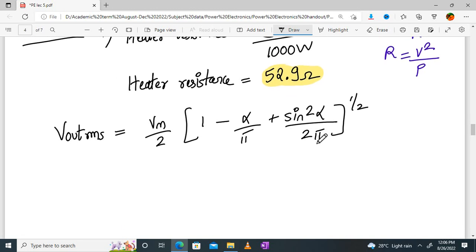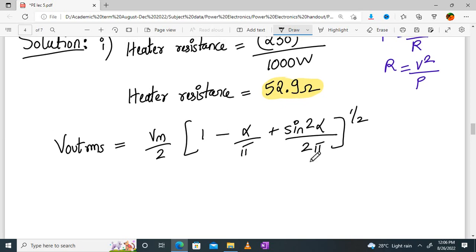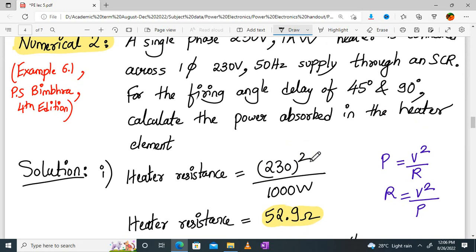Now let us understand what they have asked. They have asked us to calculate the power absorbed in the heater element. But what is the power absorbed in the heater element? Power absorbed will be V out square divided by R. That means we need V out RMS, divided by R, for alpha equal to 45 and alpha equal to 90. So first we'll consider 45 degrees, calculate V out RMS, and do V out RMS square divided by R. That will be the power absorbed by the heater. Is it clear? Straightforward step.